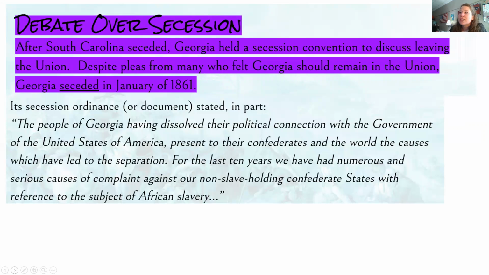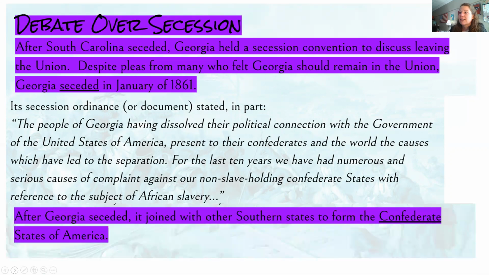Our secession ordinance, the document that caused our secession, stated, "The people of Georgia, having dissolved their political connection with the government of the United States of America, present to their Confederates and the world the causes which have led to the separation. For the last 10 years, we have had numerous and serious causes of complaint against our non-slave-holding Confederate states with reference to the subject of African slavery."